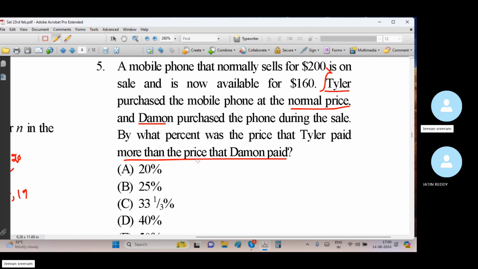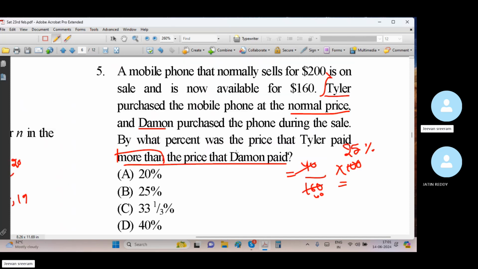More than means the lesser quantity must be taken. Let's see again why 40 is the difference. If it is the percentage greater, the lesser quantity must be used: 40 over 160 into 100. It's not 20, it's 25%.